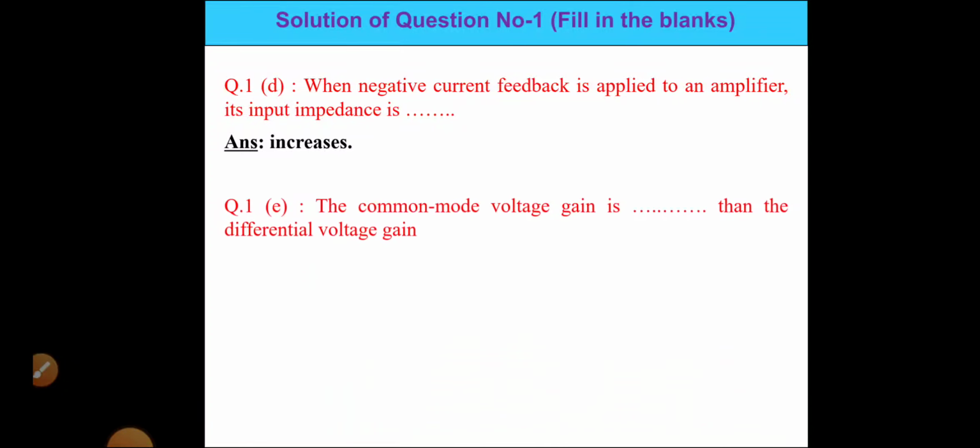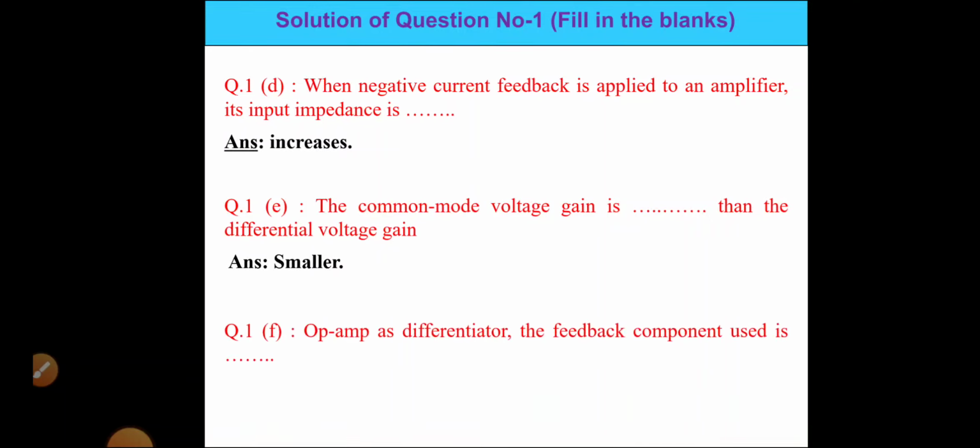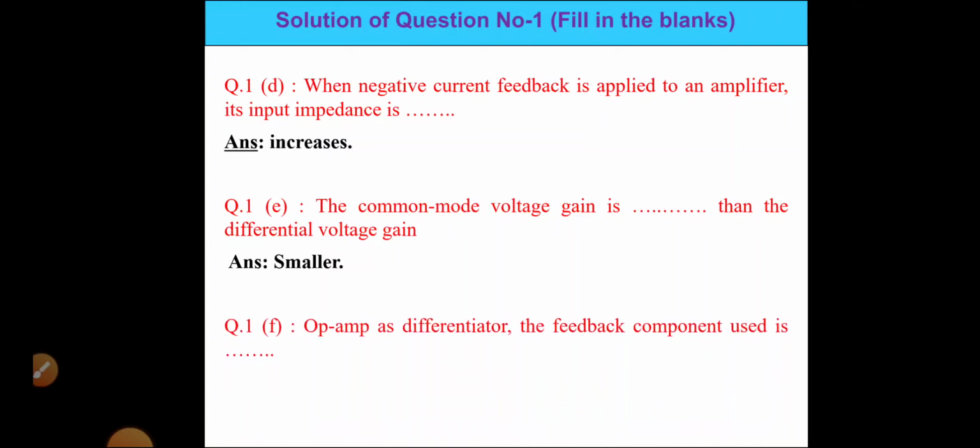The common mode voltage gain is dash than the differential voltage gain. So the common mode voltage gain is smaller than the differential voltage gain, because in common mode there is almost zero difference, so the voltage gain will be smaller. In an operational amplifier differentiator, the feedback component used is a resistor. If you see the inverting and non-inverting operational amplifier, a feedback resistor is used.